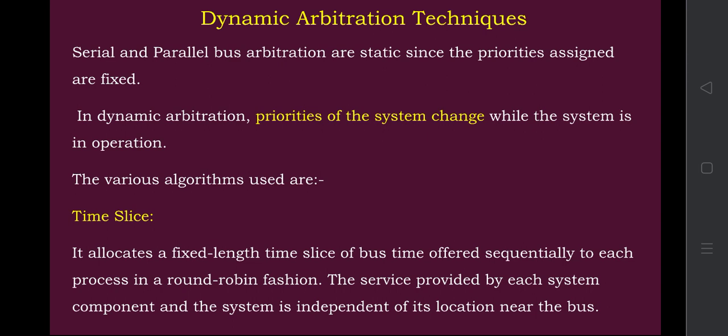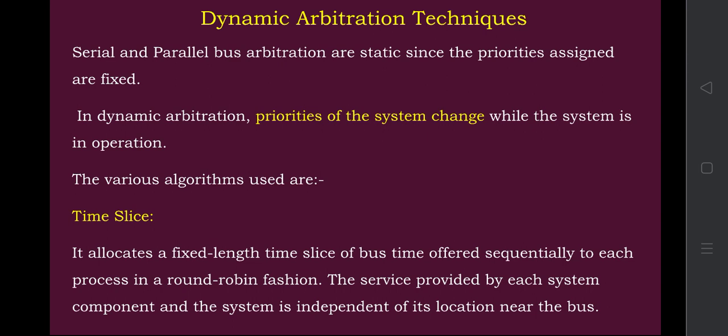Accordingly, for that period, the time for that time slice, the control is given to one particular arbiter or device. After the time is over, the control is given to the next consecutive time slice, to the next device. So the services provided by each system component are independent of its location near the bus. So it is not like the bus static, where the signal is given based upon the distance. Now it is only based upon the services which are needed in a time fashion, that is a time slice.